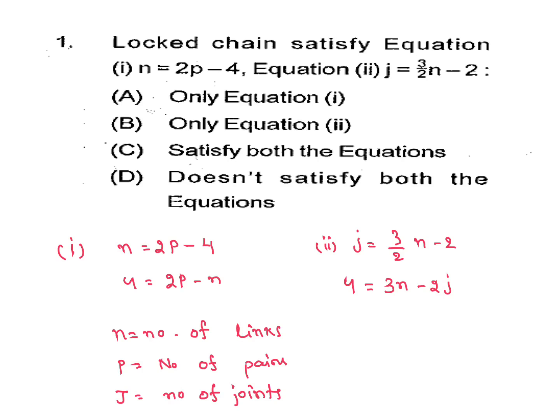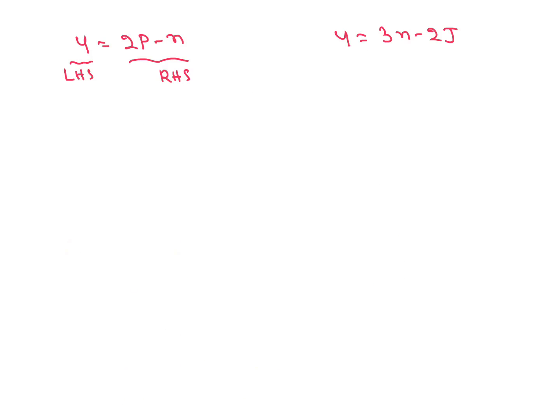Equation 1 is n equal to 2p minus 4. We can write it as 4 equal to 2p minus n. And equation 2 is j equal to 3 by 2 n minus 2. We can write it as 4 equal to 3n minus 2j. Here n is the number of links, p is the number of pairs and j is the number of joints. Here 4 is the left hand side and 2p minus n is the right hand side. This is LHS, and this side is RHS.